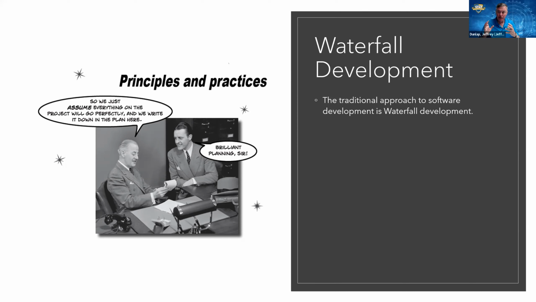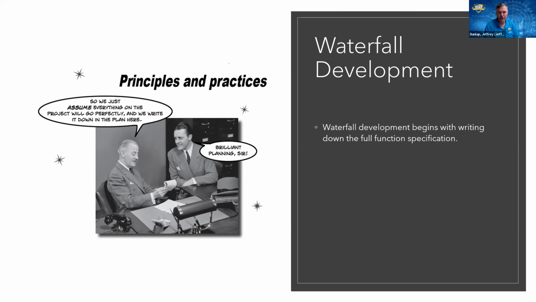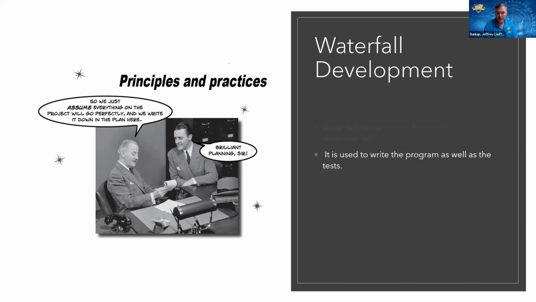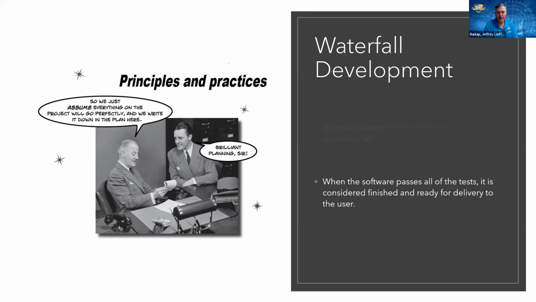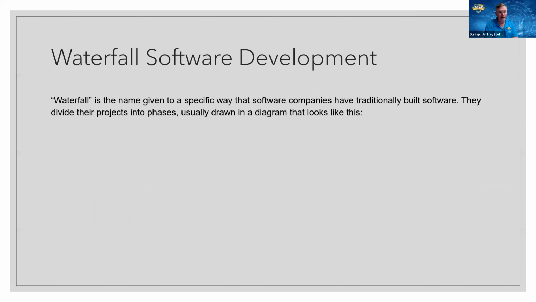So if we have a handle on all the requirements and what it is we're going to build, and it's a non-changing, non-dynamic environment, then waterfall probably is okay. And everything else, you should be doing something different than waterfall. So it's a traditional approach. Write down all the full specifications, all the requirements, and we're basically going to use these documents to write the software and also to test. When we pass all the tests, then we consider it finished and ready for the user, right?